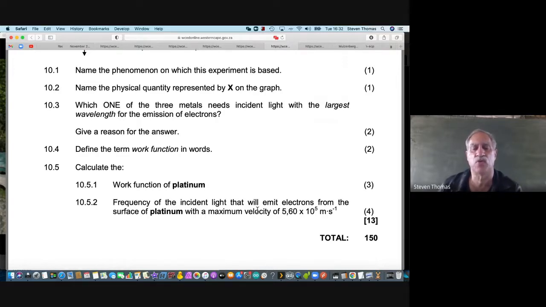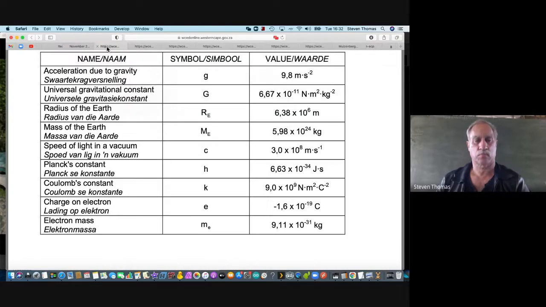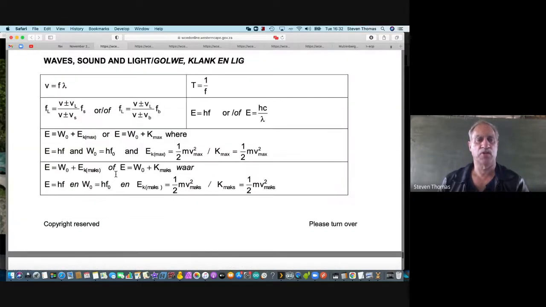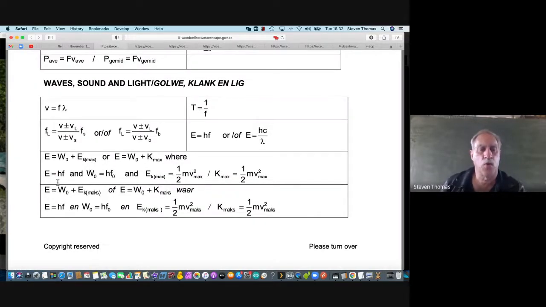And now we have to work backwards and find the frequency. So say we know the work function of platinum. Let's go back to our formula sheet. So under waves, we know the work function. The rest goes into kinetic energy. And the formula for kinetic energy is a half mv squared. And all of these are max. Always quote the correct formula.